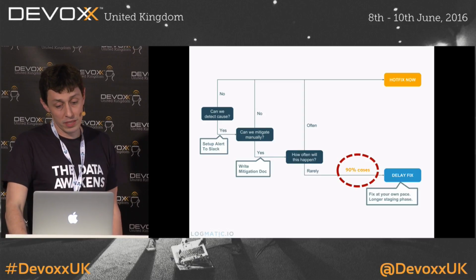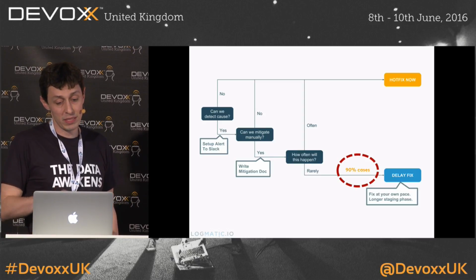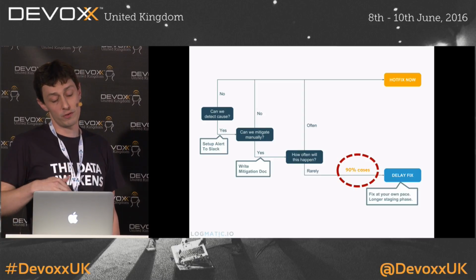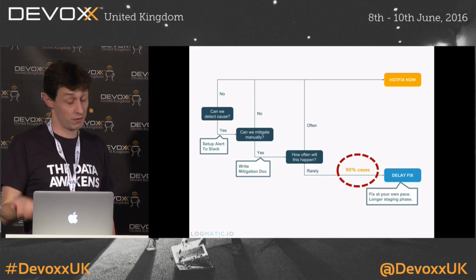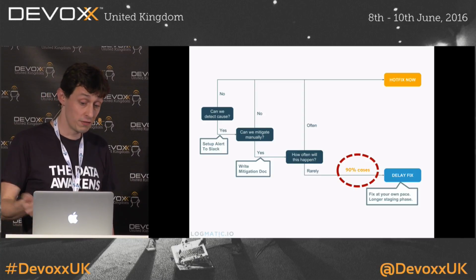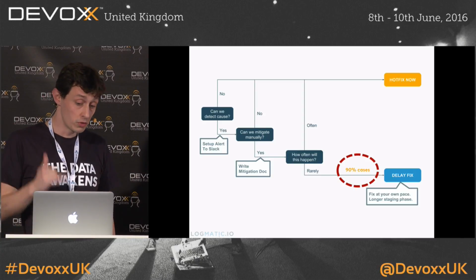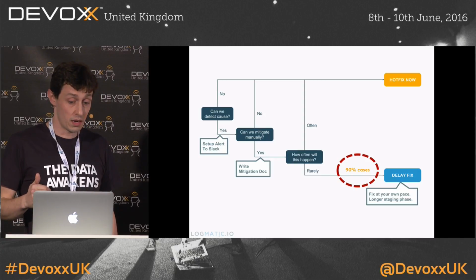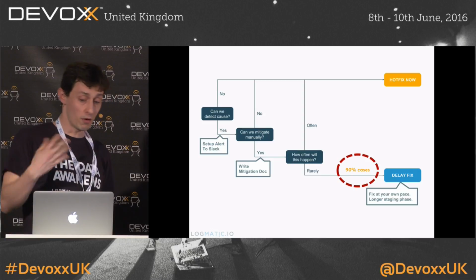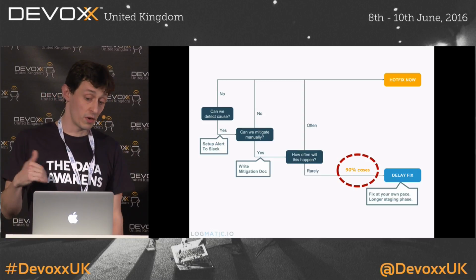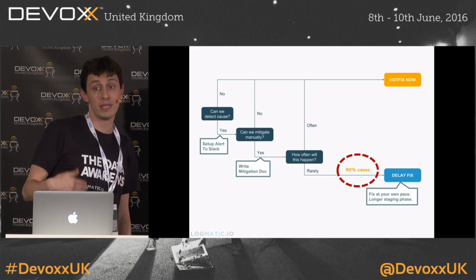And now I'm going to ask, can I mitigate it manually instead of restarting my 80 servers? Yes or no? If it's a no, I hotfix. If it's a yes, I'm not going to hotfix. And how often does it happen? If it happens very often, I hotfix. And if it happens very rarely, I'm going to wait for the next release.